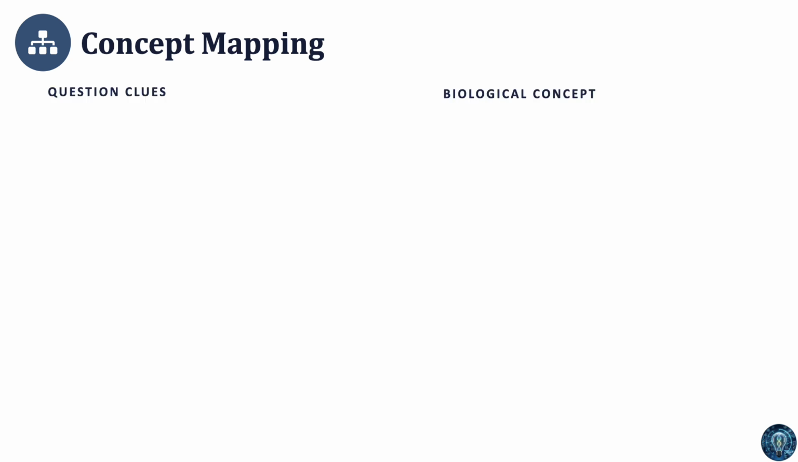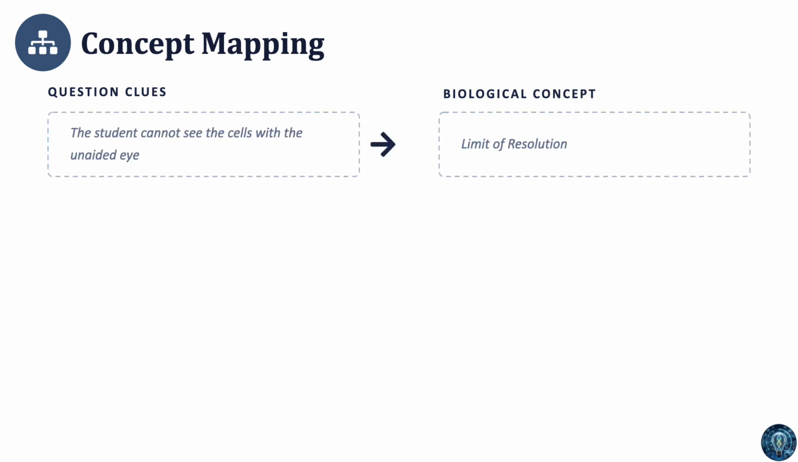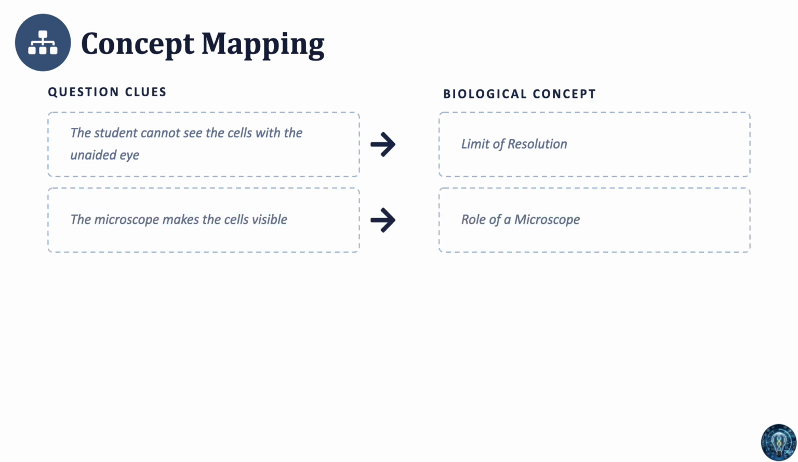Now let's map the clues in the question to the biological concepts. This is exactly how you should think during the exam. Clue 1. The student cannot see the cells with the unaided eye. Concept. Think limit of resolution. The human eye has a limited resolving power, so microscopic cells cannot be seen directly. Clue 2. The microscope makes the cells visible. Concept. Think microscope function. A microscope uses lenses to increase magnification and resolution, making tiny cells visible.